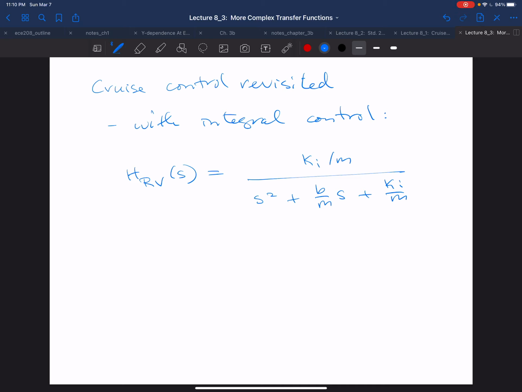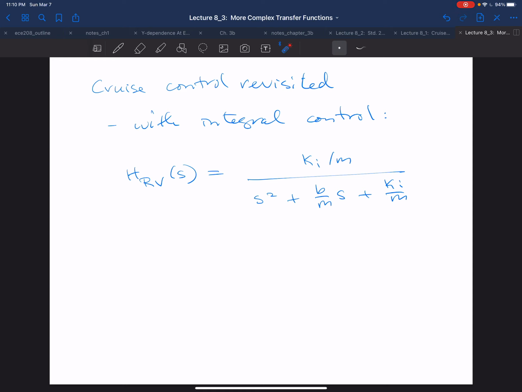So, in light of our analysis of the standard second order system, the integral control is helpful, but it may not solve all of our problems. Again, the transfer function that we end up with in that case is exactly of the form of the standard second order system. So in the underdamped case, we know exactly what its impulse and step responses are going to look like, and what we saw in the last video.